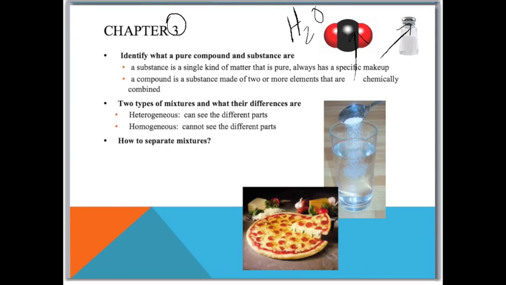Types of mixtures and what their differences are. If you remember, we went through quite a few of these. Heterogeneous, we can see the different parts. And would this be pizza or salt water? Okay, going to be the pizza. Homogeneous, you cannot see the different parts. Of course, that's going to be the salt, because the salt dissolves and you cannot see it, even though it is a mixture. And of course, we can separate those. So how do we separate mixtures?